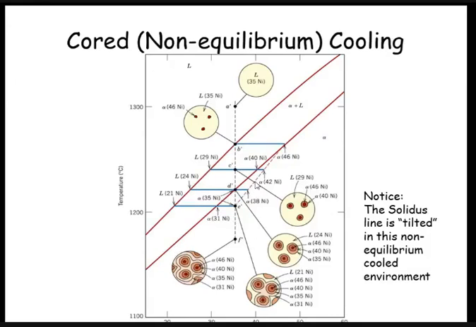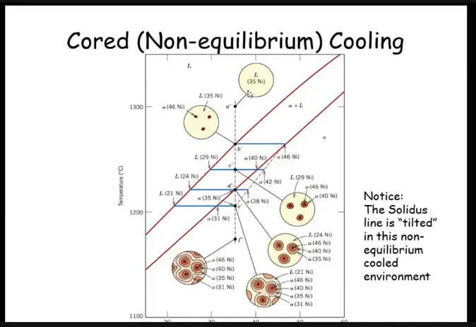In order to understand this coring phenomenon, let us consider this 35 weight% nickel alloy. Initially we are at 35. If you heat this alloy to around 1300 degrees centigrade, you can see everything is liquid. So the state is liquid and the composition of this liquid is 35 weight% nickel.